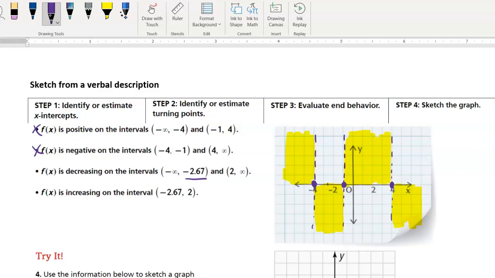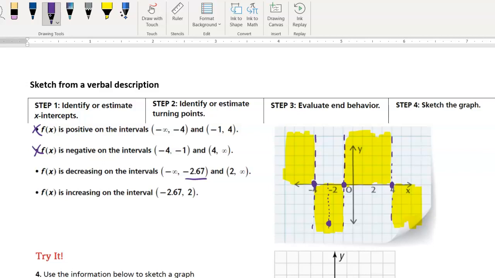So somewhere here, I'm going to put a point. It doesn't matter where you put the point, okay, it's just somewhere there, or I should say, it doesn't matter for what y value we put that point. But that x value would be negative 2.67. So I could put it anywhere in that yellow region, as long as the x value is at negative 2.67.